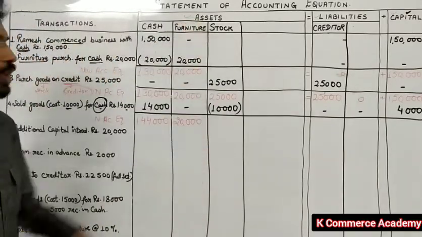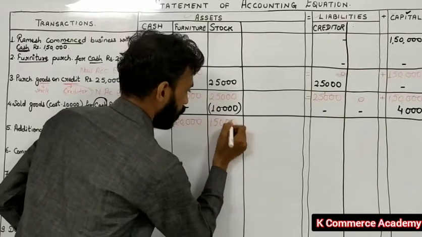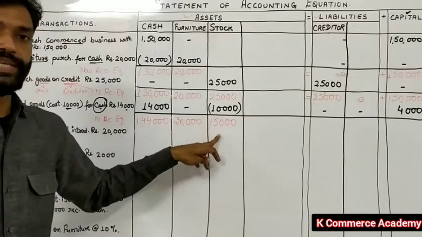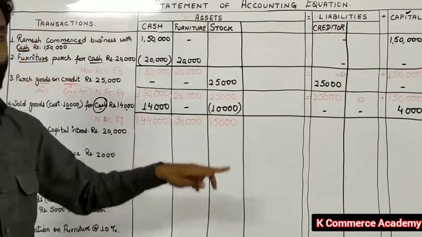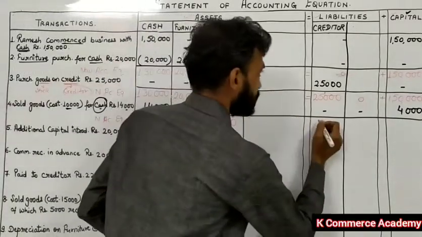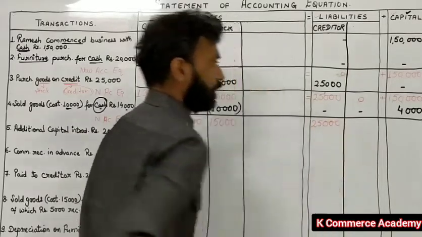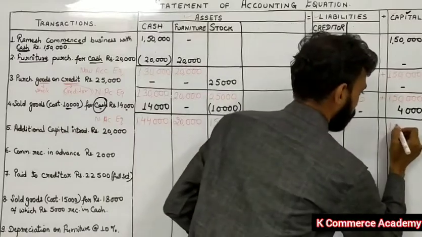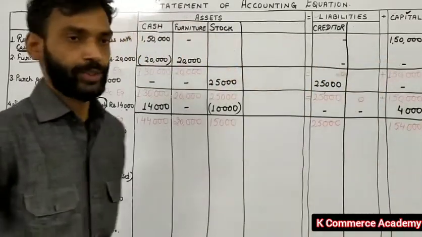While for the stock, now we are left with 15,000 only. Earlier we were having the stock of rupees 25,000, but now we are left with only a stock of rupees 15,000 because 10,000 has outflowed from the business. And for the liabilities, the creditors as it is we do have 25,000, but in the capital we now are having a capital of rupees 1,54,000. 4,000 has been added to it.